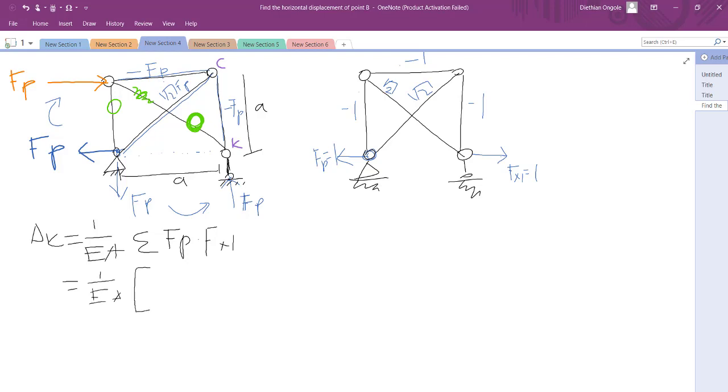So this one here would be equal to 1 over EA into, so we have to consider each truss at a time. Now when you look at this one here, the Fp is equal to 0, then even for here the Fn is equal to 1, when you multiply the two you get 0. Then for this one here, the Fp is equal to 0, and here the Fp is equal to √2, so they cancel out. Now we are left with how many? We are left with three of them, beginning with this upper one here.